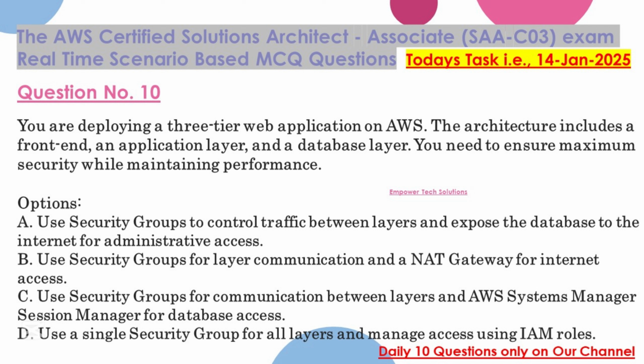Options: A. Use security groups to control traffic between layers and expose the database to the internet for administrative access. B. Use security groups for layer communication and a NAT gateway for internet access. C. Use security groups for communication between layers and AWS Systems Manager Session Manager for database access. D. Use a single security group for all layers and manage access using IAM roles.